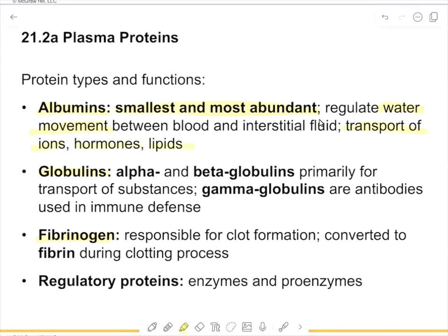The globulins, you don't need to know alpha and beta or gamma globulins, but you do need to know their main function is that they form antibodies used for the immune defense. The antibodies are going to be free-floating proteins within the blood plasma. Then finally, fibrinogen is responsible for clot formation, and it's converted to another protein called fibrin during the clotting process. And the other part of the plasma proteins would be regulatory proteins like enzymes.